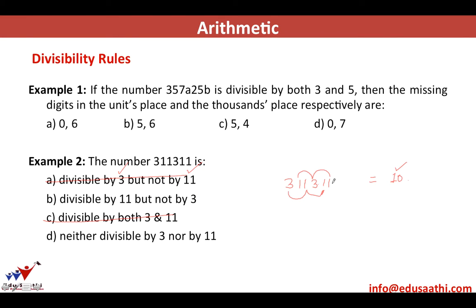1, 3 and 1, which is 5. 1, 1 and 3, which is again 5. So if I look at the sum of the two series, the sum of the two series is actually equal. That means the difference is 0. So the number is divisible by 11 but not by 3. Second is my answer option that I will mark.